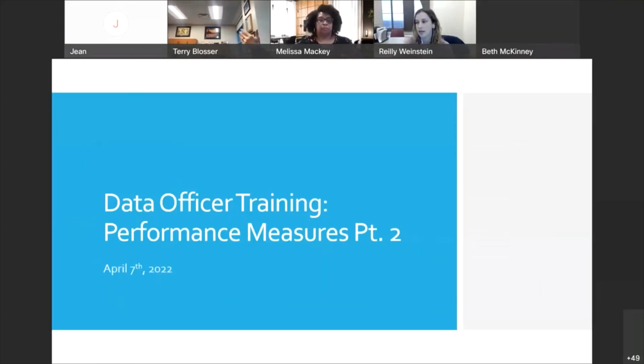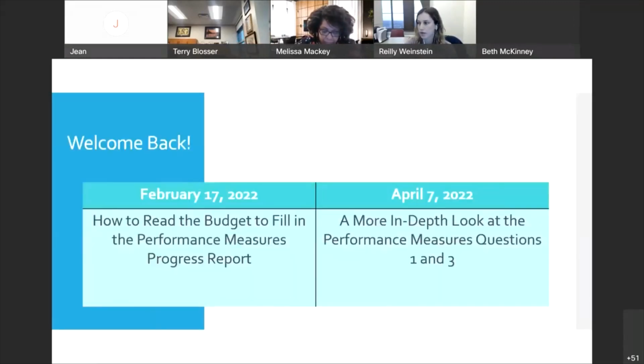Today is going to be another training on the performance measures. It will be the part 2 training to the one that we did in February, on February 17th, that was led by Claire on the performance measures progress report. As you may recall, in that last performance measures training, we focused on how to read the budget to fill in the performance measures progress report. Specifically, we looked at the work plan, attachment C, and the budget itself, attachment B1.